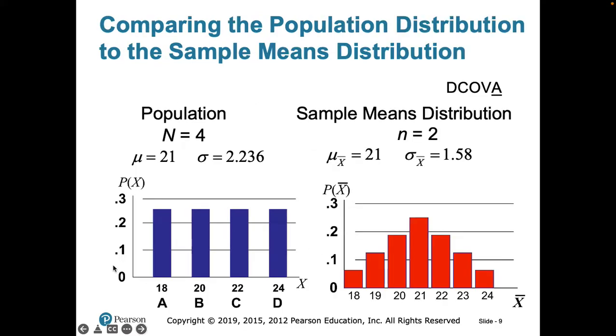Okay, so here is your population. You have your mean of 21, and you have a standard deviation of 2.236. Once you do the sample means, so you take samples and get the mean, your mean stays the same. See how that mean is 21, this mean is 21. The standard deviation will change because you're dividing by a different number. Right now you're dividing by 16, and your standard deviation is 1.58.